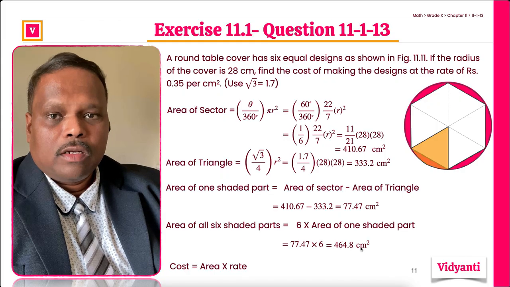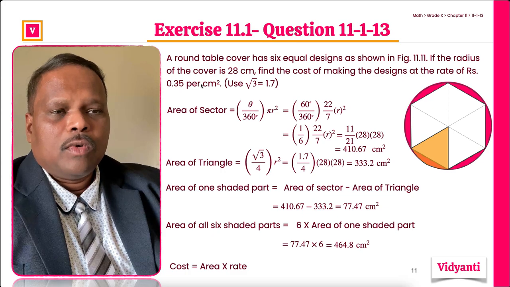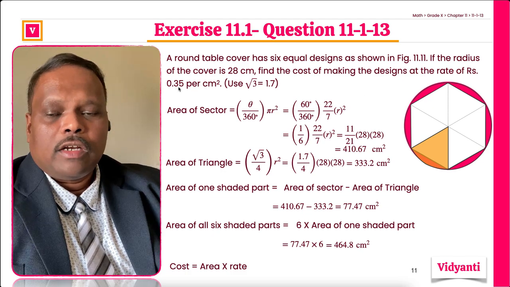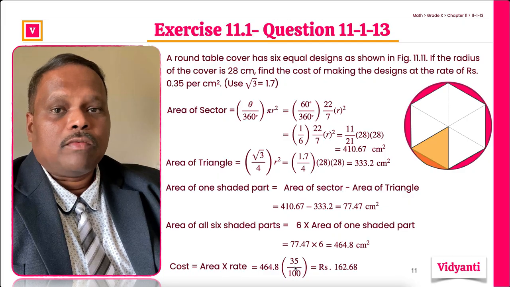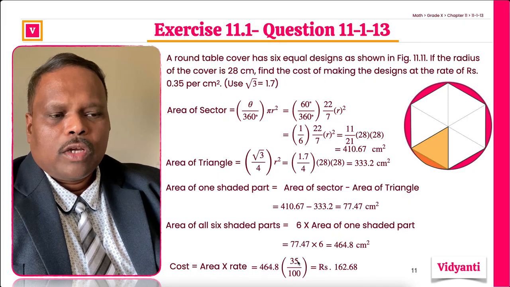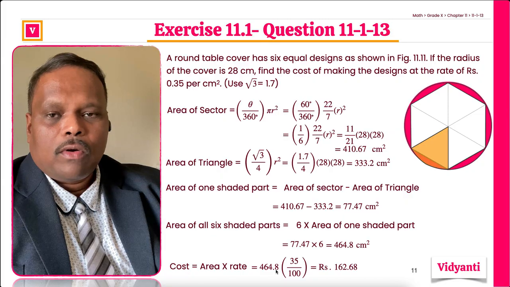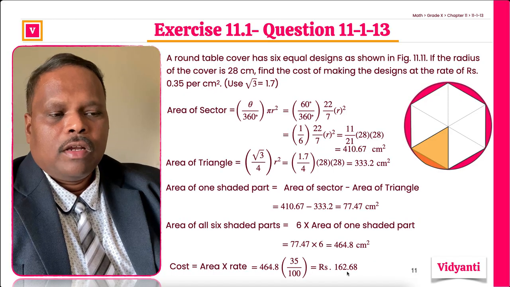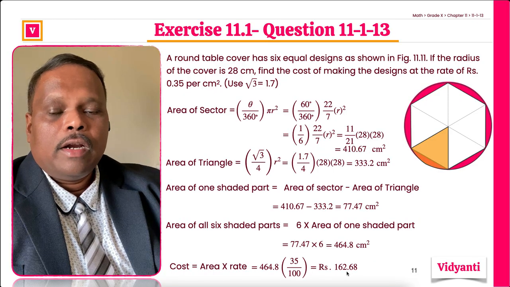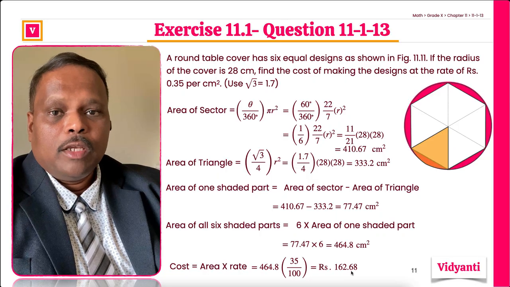464.8 centimeters square. Now, 1 centimeter square is 0.35 rupees. So simply we will multiply this by 0.35 or 35 divided by 100. If you want, you can multiply this by 4648 and shift the decimal point 1 from here and an additional 2. So altogether you will shift 3 decimal points to the left, and the final answer will come out to be 162 rupees 68 paisa, and that would be your final answer.